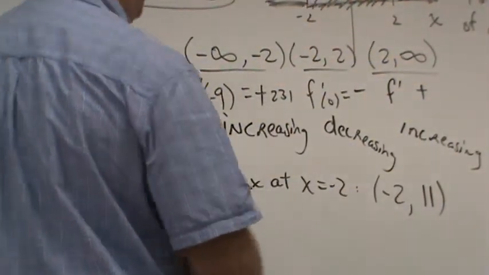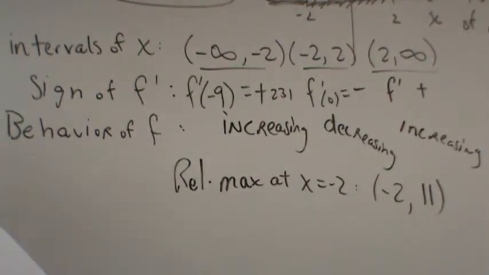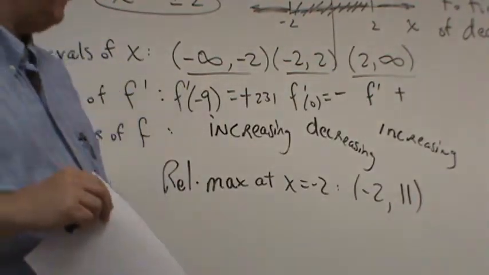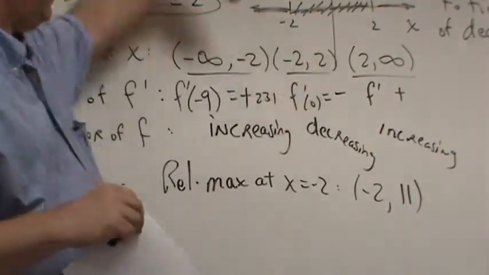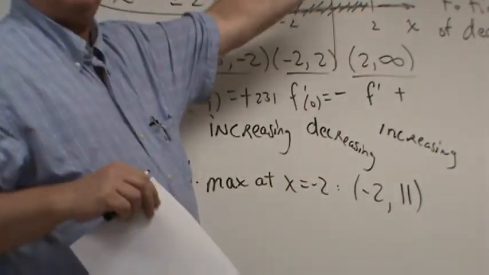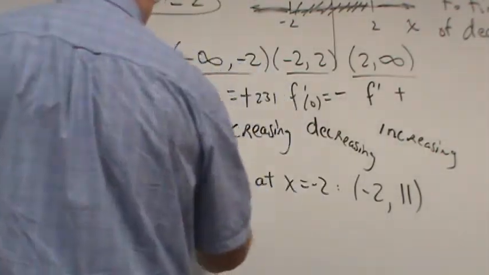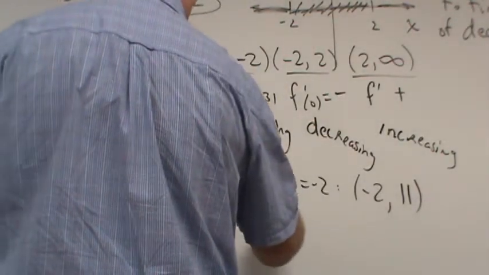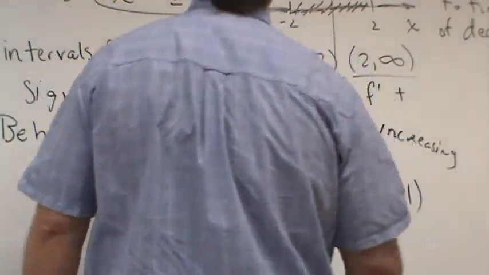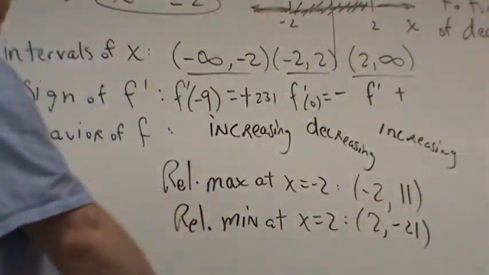Great. How about at +2, relative min or relative max? I'm going from decreasing to increasing, so I'm decreasing, then I hit 2, then I become increasing. Do you see that that's a relative min at +2? And so that's going to be 2 comma 8 minus 1, negative 16, negative 21. Great.